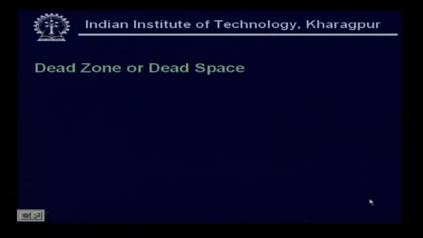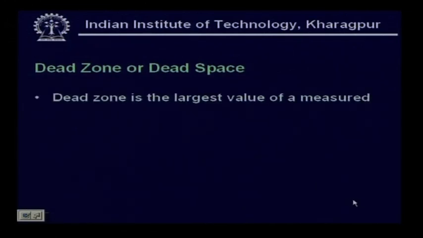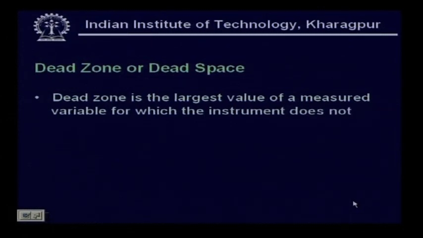Now, dead zone or dead space is another important factor. In many instruments you will find a dead zone. Dead zone is the largest value of a measured variable for which the instrument does not respond. What does it mean? Suppose I have a pressure gauge which is measuring a pressure of 10 to the power 5 psi. In that type of pressure gauge, if you give 50 psi, you will find that there is no movement of the pointer. So, 50 psi is the dead zone of that type of instrument.